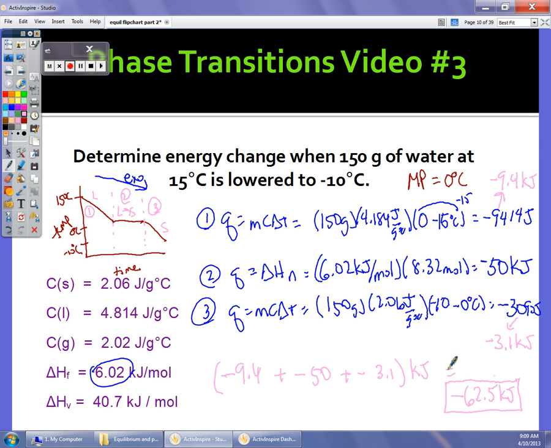So the trick is break it up into the different stages, make it visible on a graph, and then double check which is the correct formula and the correct variable to use.